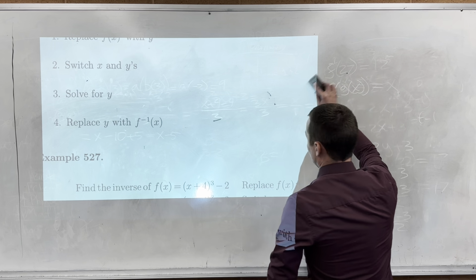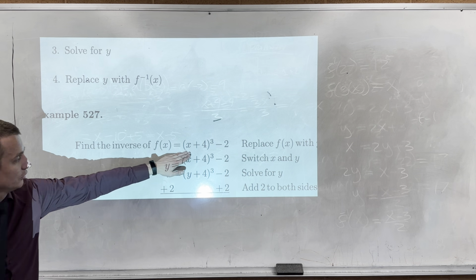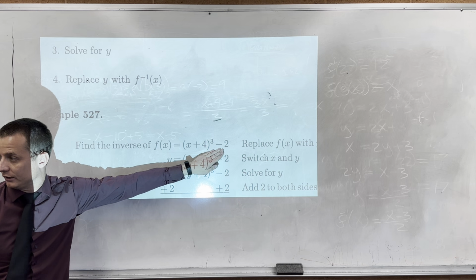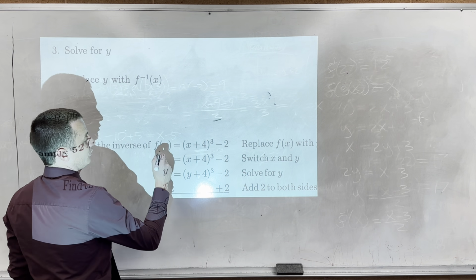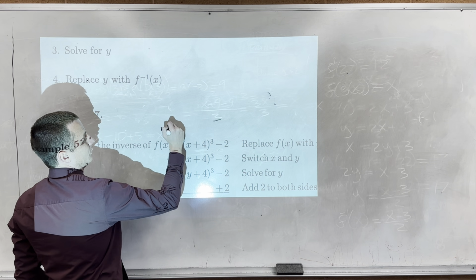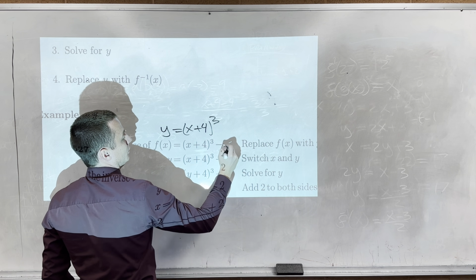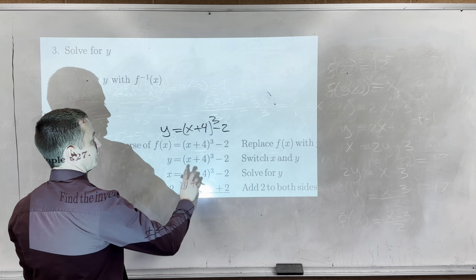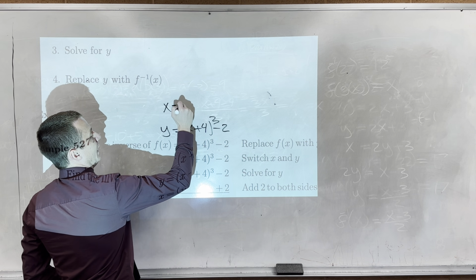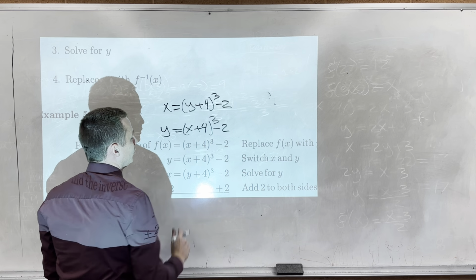So here's the function he gives us. Our job is to come up with the inverse function for this. So first off, write it as y is equal to x plus 4 cubed minus 2. Now what do we do? We swap our x's and our y's and then solve for y. And that will give us our inverse function. So swapping our x's and y's, we get x is equal to y plus 4 cubed minus 2.